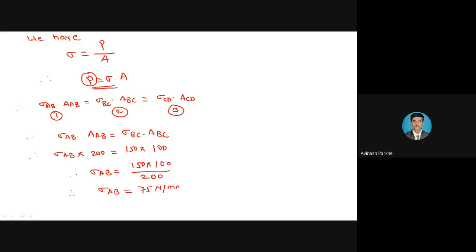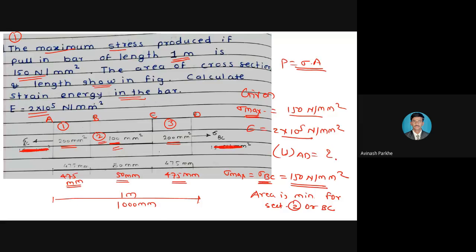75. Then what will be the stress induced in the third section? Therefore, sigma of CD equal to 75 Newton per mm square. And here also your condition is satisfied. Stress is maximum where area is minimum. You can see in section 2, area is minimum, therefore maximum stress is developed. How much? 150 Newton per mm square.